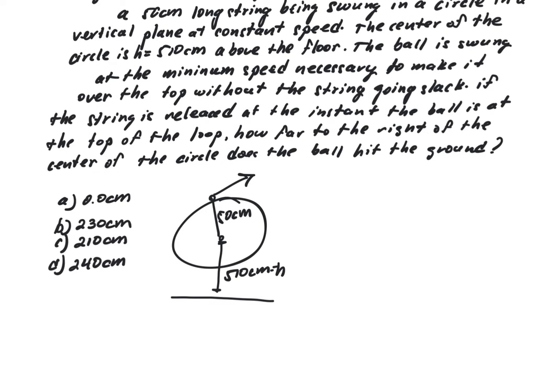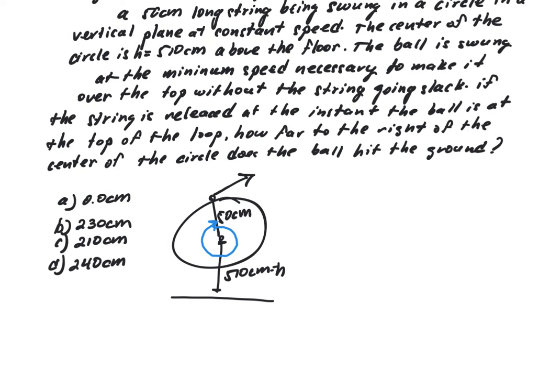So the ball is being swung in a circular motion, and gets to this point. So we're gonna have to find out, the instant the ball is at the top of the loop, how far to the right of the center of the circle does the ball hit the ground? So it does circular motion, and then it comes loose at the top. So we need to find out how far it reaches towards the right.